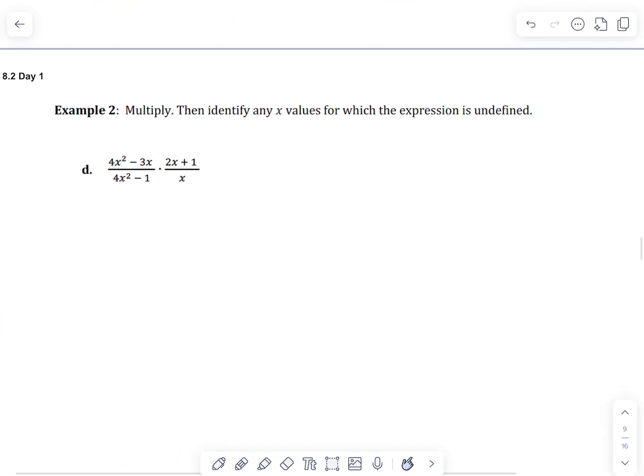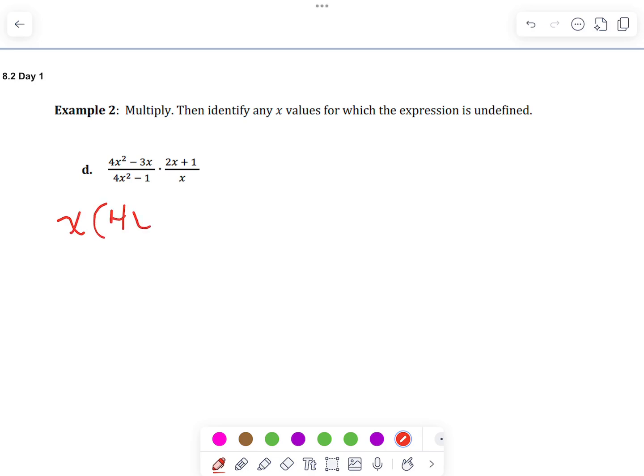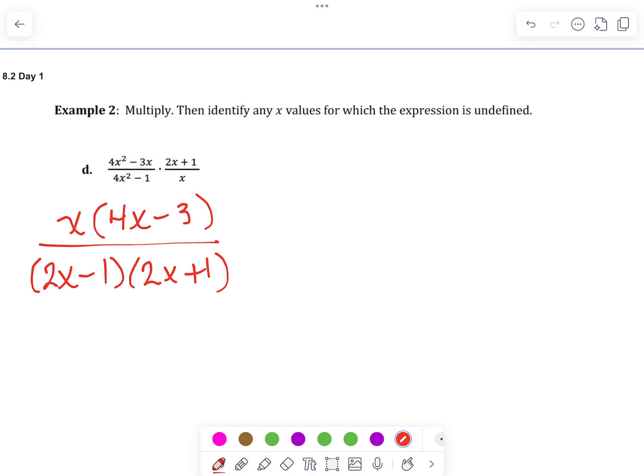All right. D, we have to factor the numerator. So I'm going to go ahead and factor that as a GCF of x. So we're left with 4x minus 3. In the denominator, it's the difference of two squares. It's going to be 2x minus 1 and 2x plus 1. In the second fraction, it's just going to stay as 2x plus 1 over x.